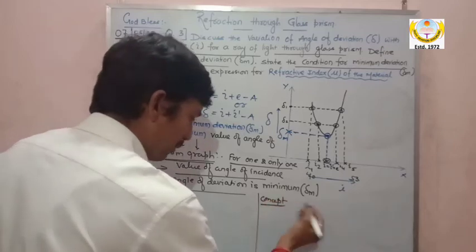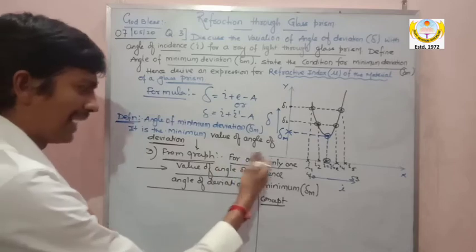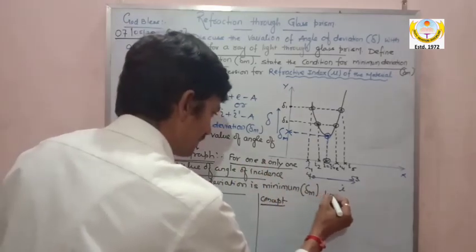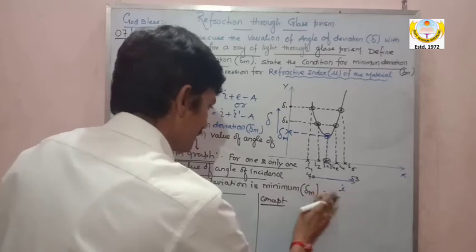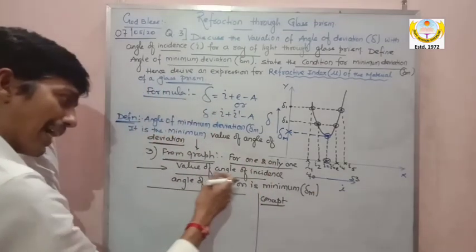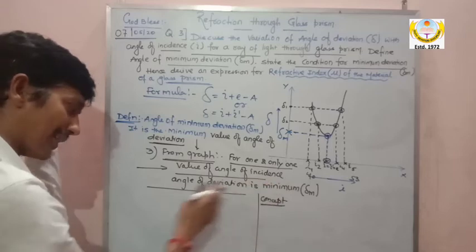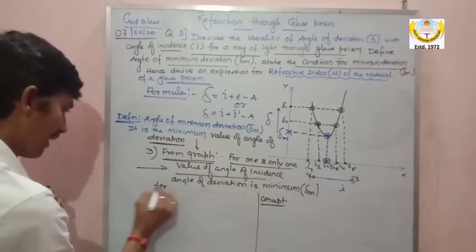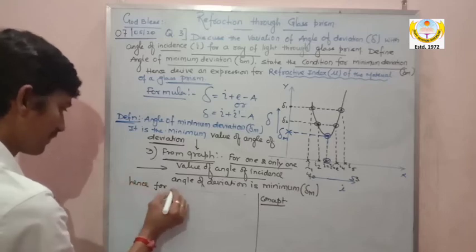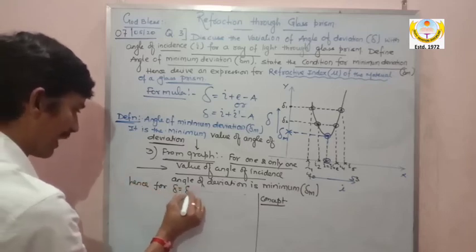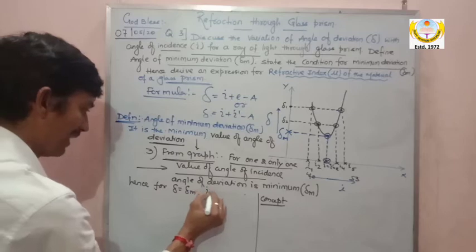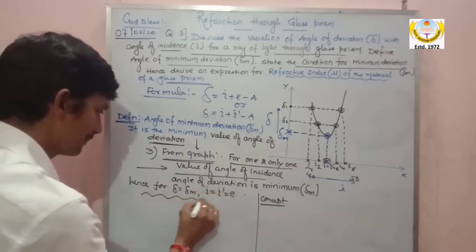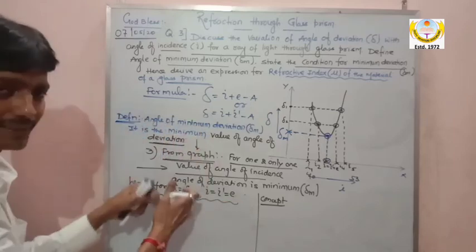Suppose, beta, I said I don't agree. I can say that for one and only one value of angle of incidence, the angle of deviation is minimum. I am writing here that hence for delta equal to delta m, I is equal to I dash, that is equal to E.